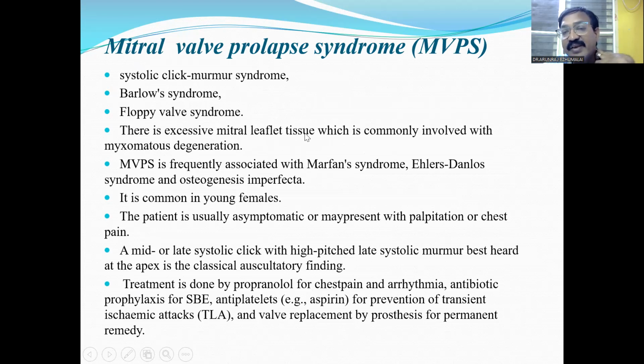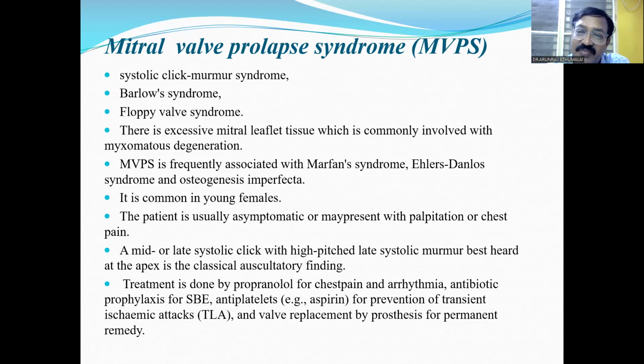The other main synonym: excessive mitral leaflet tissue, which is commonly associated with myxomatous degeneration. It is also associated with Marfan syndrome, Ehlers-Danlos syndrome or ligament laxity, and osteogenesis imperfecta. Common in young females. The typical point is a mid or late systolic click with a high pitched late systolic murmur, heard at the apex, as the classical auscultatory finding.